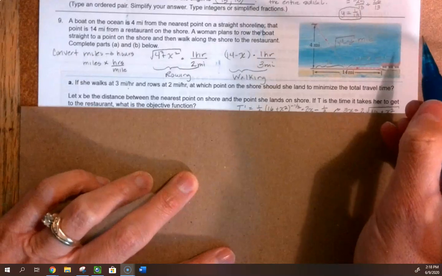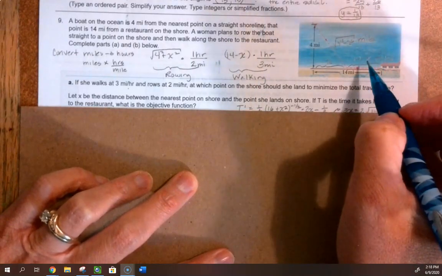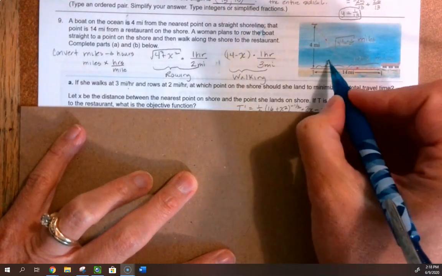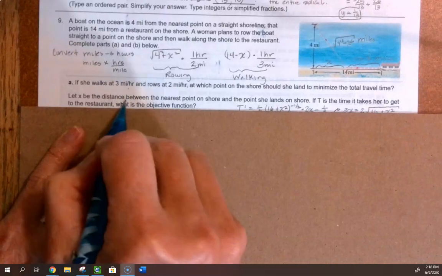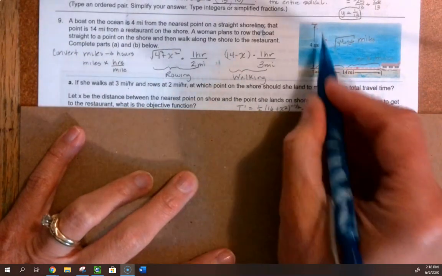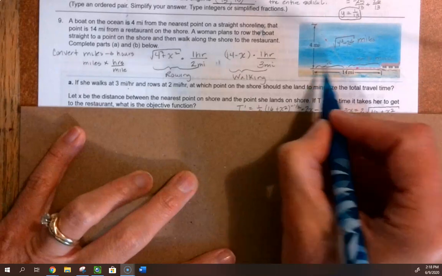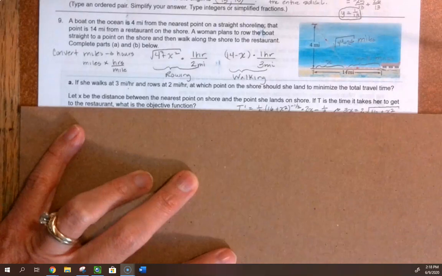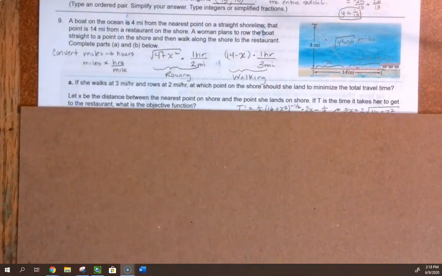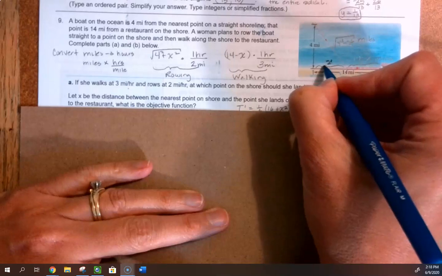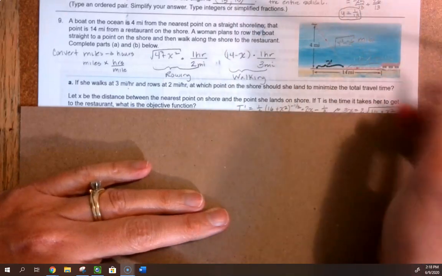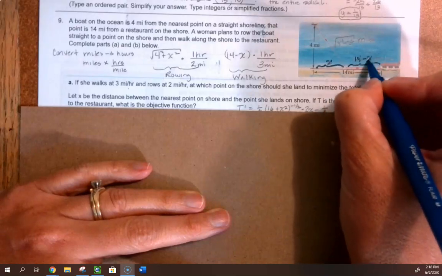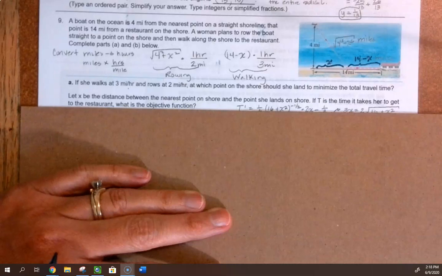This is kind of hard to see because there's a glare there. Let's label what we know here. Let's call this x, because it said let x be the distance between the nearest point on the shore and the point where she lands. So this distance is x, which makes this distance 14 minus x.